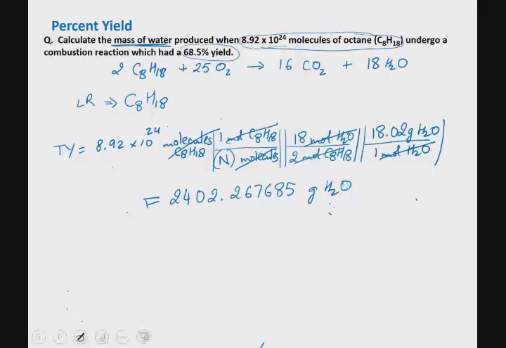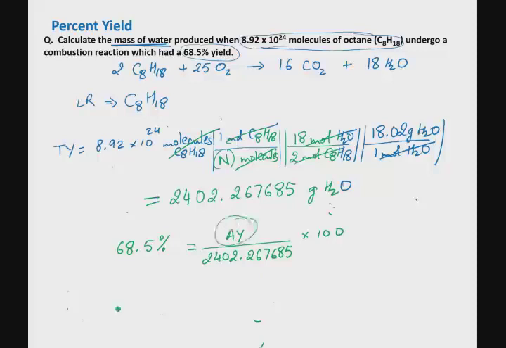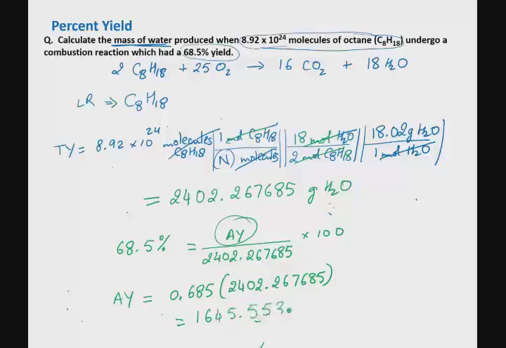However, they're not asking us for the theoretical yield. They're asking us to calculate the actual yield. If you remember the formula of percent yield, we can safely say that 68.5% equals the actual yield, which we do not know, divided by the theoretical yield, which we calculated, times 100. If you solve this for the actual yield, it comes out to be 0.685 times 2402.267685. That gives us 1645.553364 grams.